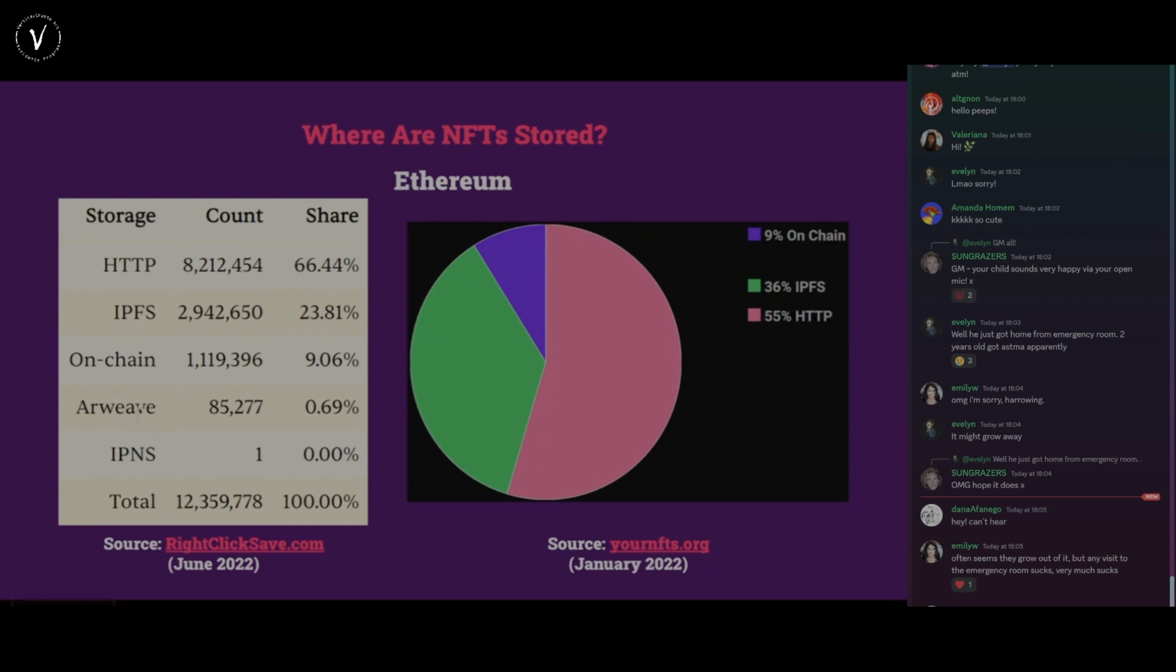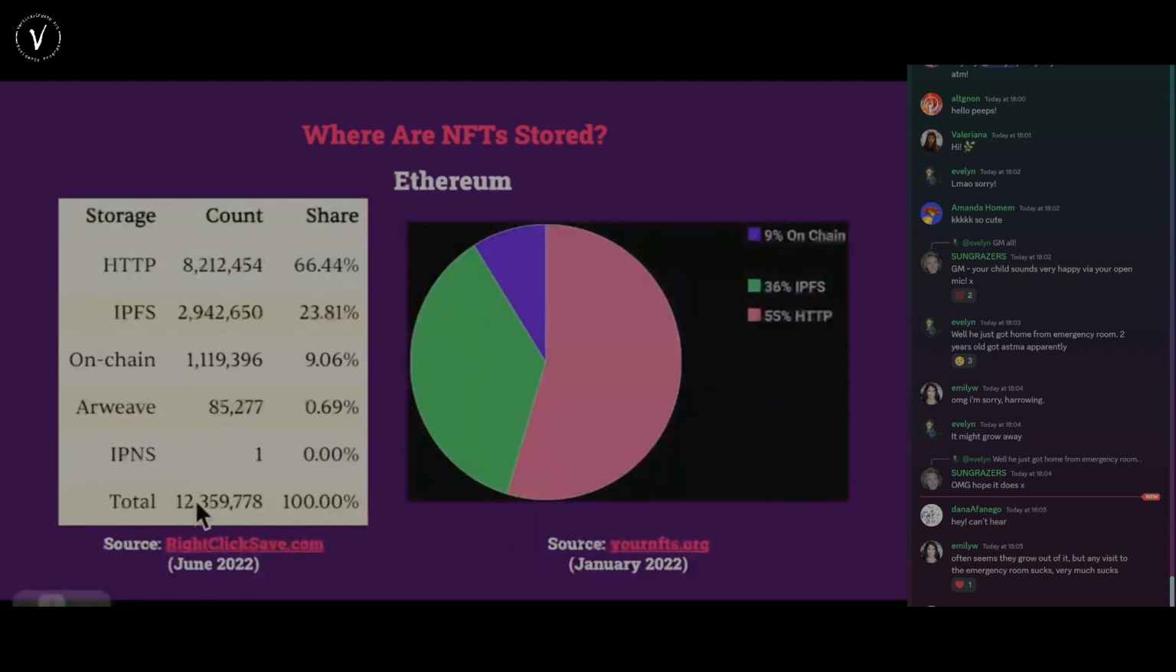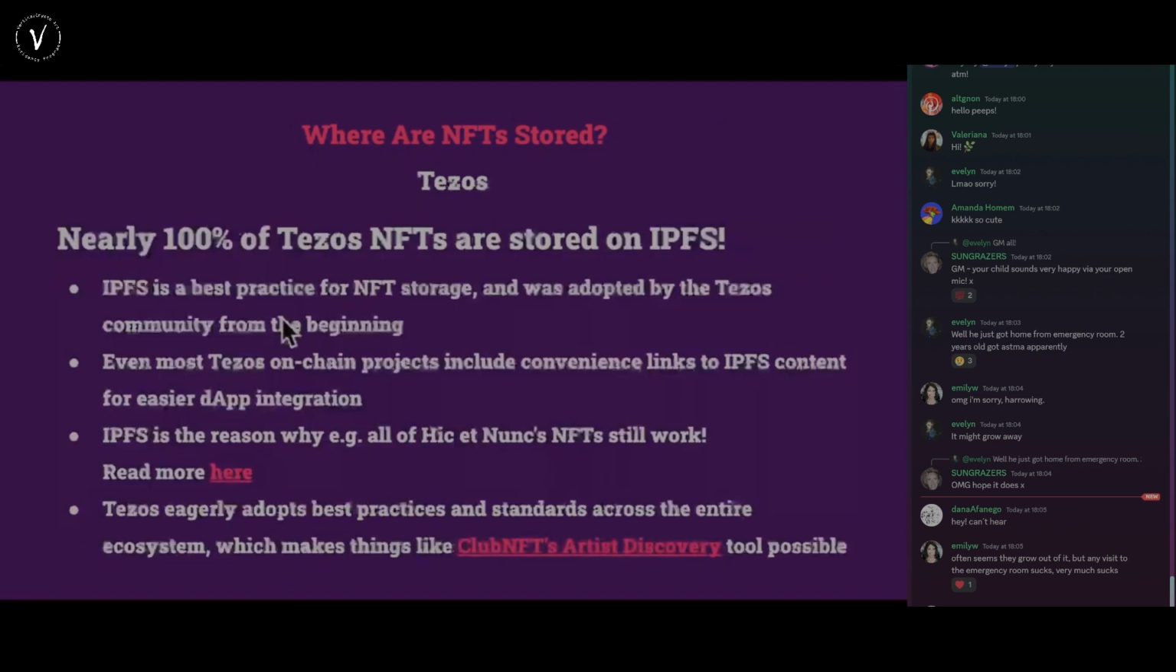So why does this actually matter? Why should an artist care about any of that stuff? Oh, I'm sorry. And just very quickly, on Tezos, about 100% of all NFTs are stored on IPFS. So there's almost 0% stored on any of these other options. Even the quote-unquote on-chain projects typically store data on IPFS.